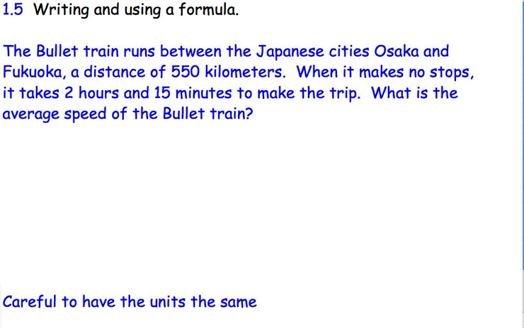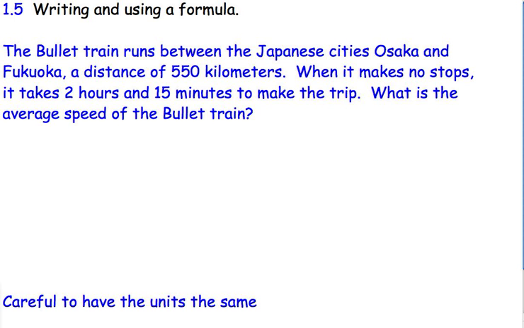So in this first part, the bullet train runs between Japanese cities, Osaka and Fukuoka, a distance of 550 kilometers. When it makes no stops, it takes 2 hours and 15 minutes to make the trip. What is the average speed of the bullet train?